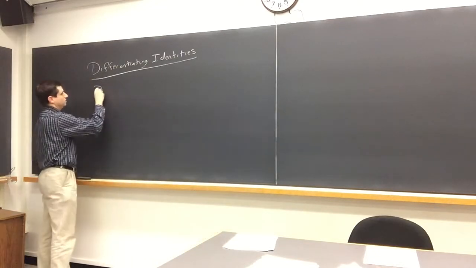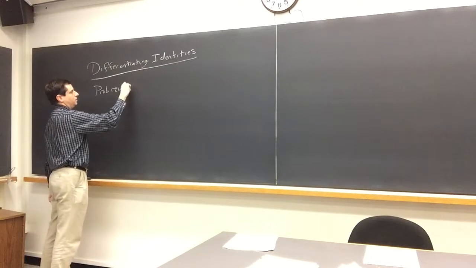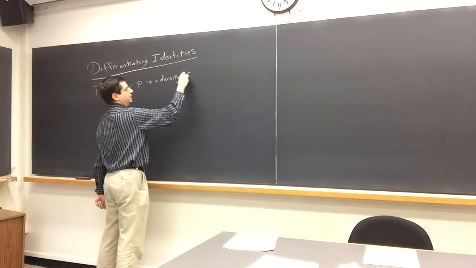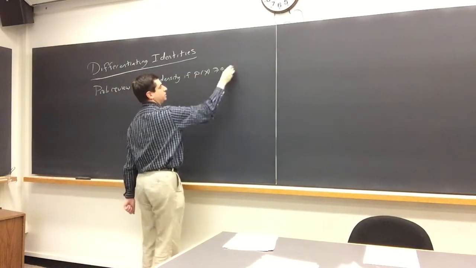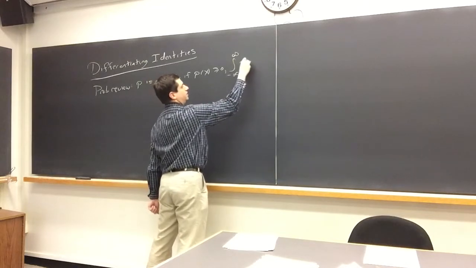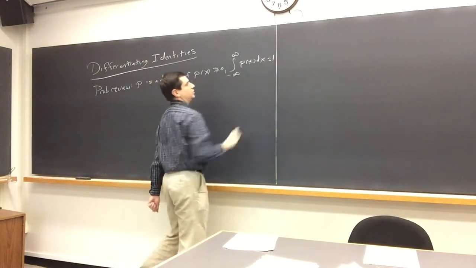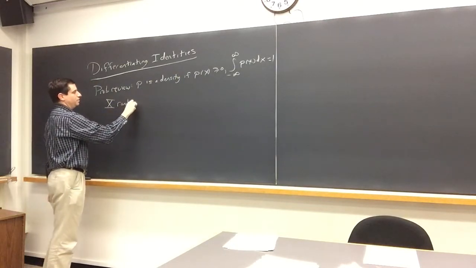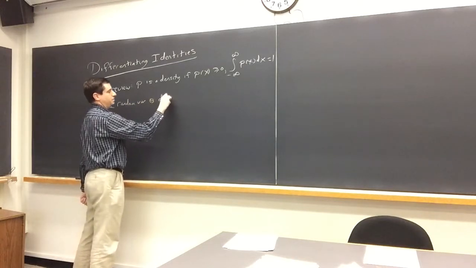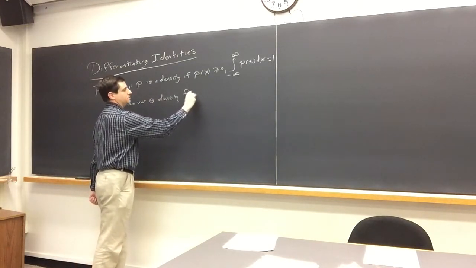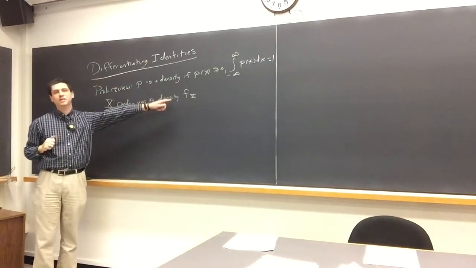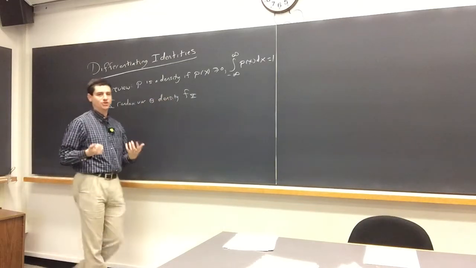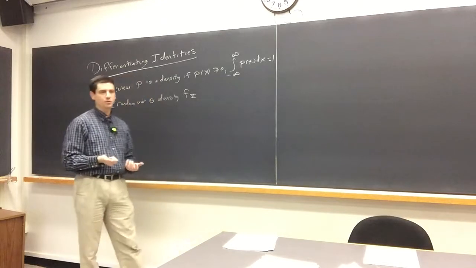So, quick probability review. We say P is a density if P of x is greater than or equal to 0, and the integral from minus infinity to infinity of P of x dx equals 1. Frequently we'll say x is a random variable with density f sub x. And we frequently put the sub x over there to remind ourselves which random variable is in play. If there's only one random variable in the problem, it's not so important. But the more involved things you study, the more important it's going to be.